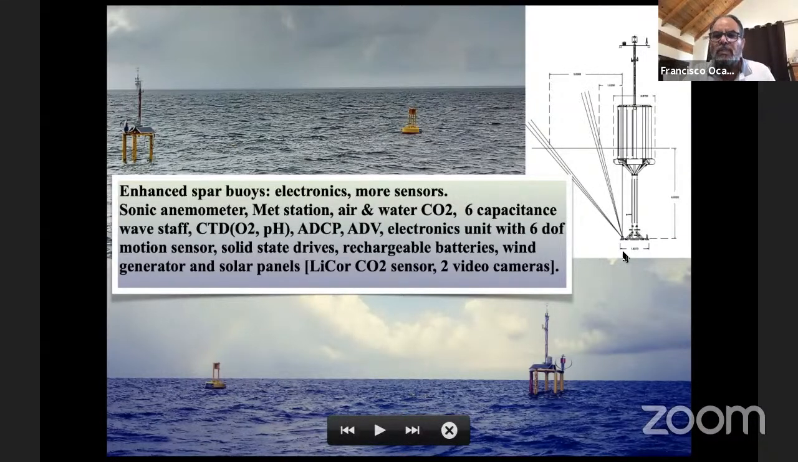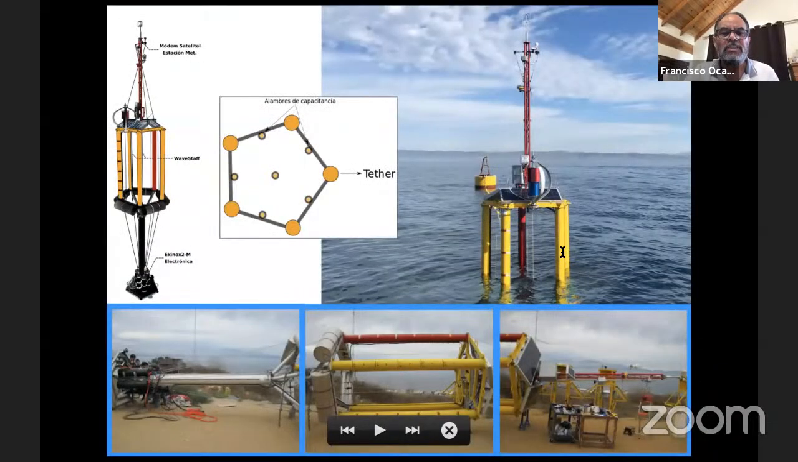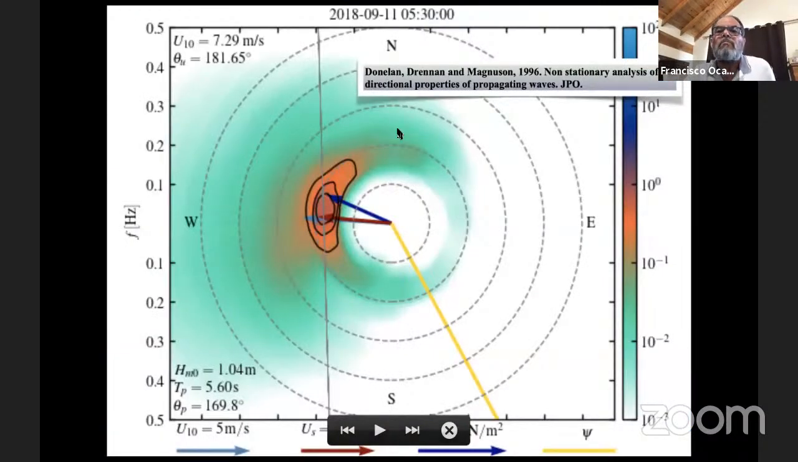So one particular and interesting thing from this measurement is that within the 6 capacitance wave gauges, which are located in the sides of this pentagon, which is the pentagon associated with the cage, we can estimate directly through the method by Donelan, Drennan, and Magnusson the directional wave spectrum. And this is a picture of it. So this is the directional wave spectrum.